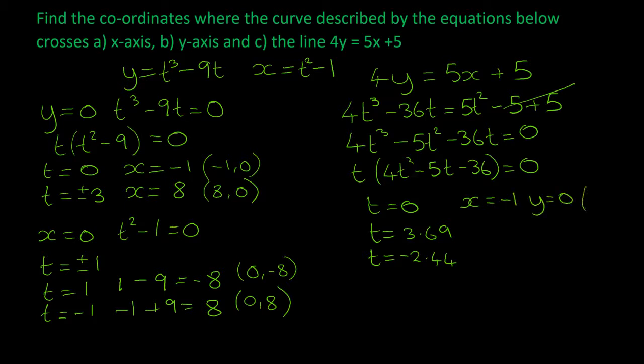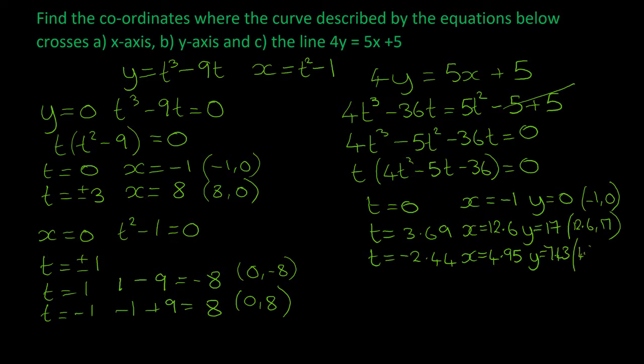So when t equals 0, x equals minus 1 and y equals 0. So that's our coordinates there for that first one. And then with the help of the calculator, x becomes 12.6, y becomes 17. So that's 12.6, 17. And then for this one, x becomes 4.95 and y is 7.43. So that's our coordinates for that point there.